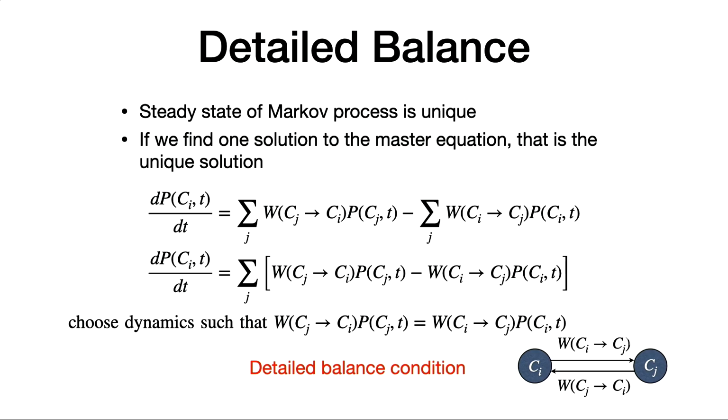If that was satisfied, each term will cancel out to 0, the right hand side will be 0, and the left hand side will also be 0, which means we have a steady state. So if I choose my rates such that this is satisfied, I have a steady state, because I've made the right hand side 0. This condition is called a detailed balance condition. It says that pairwise probabilities are conserved, probability currents are conserved.